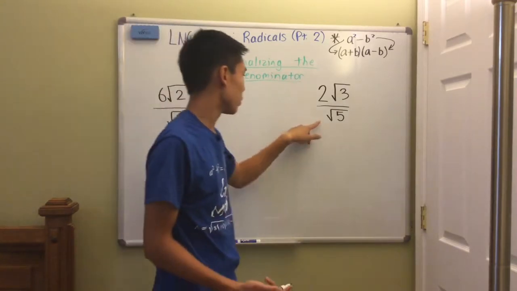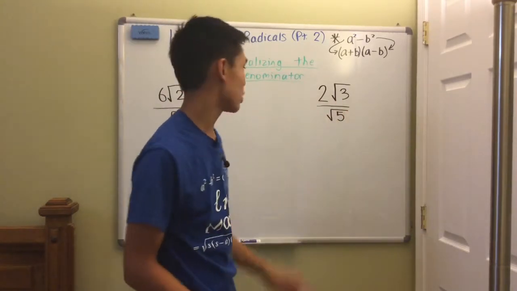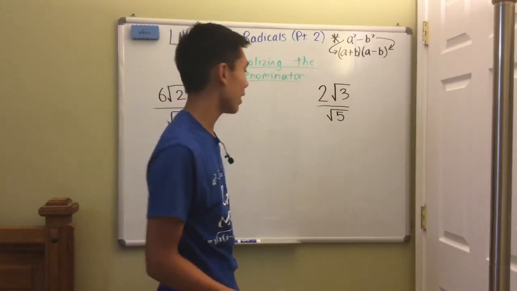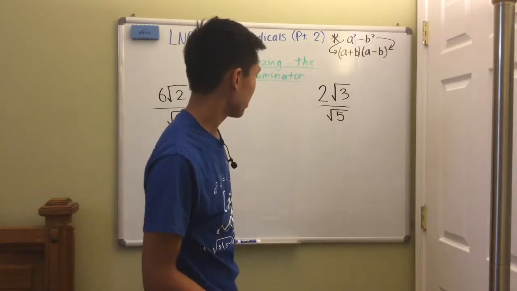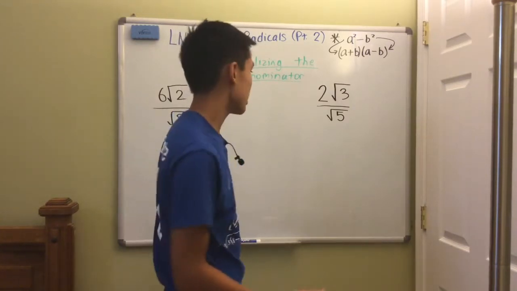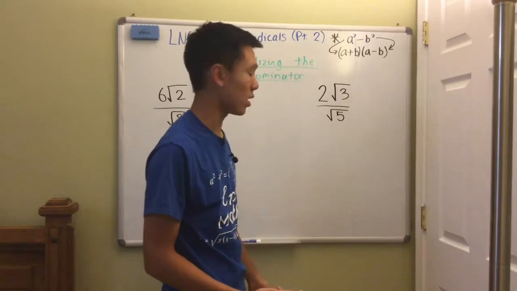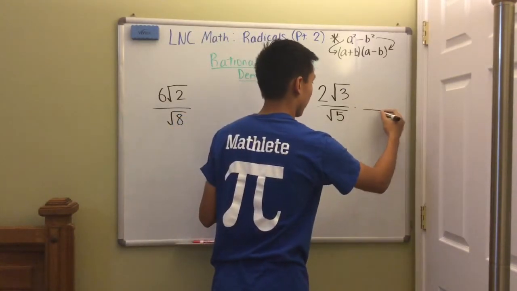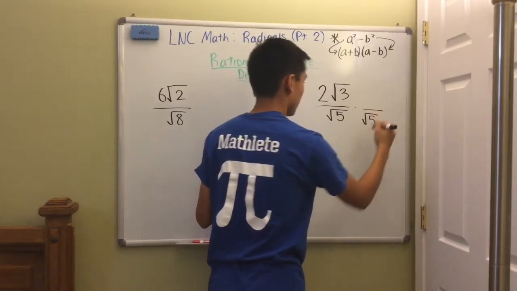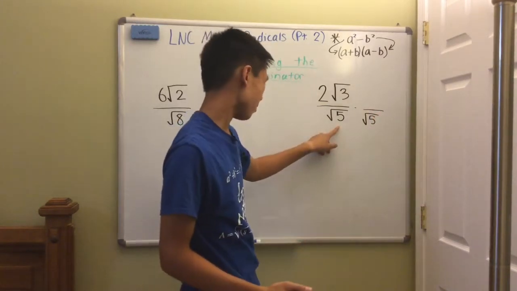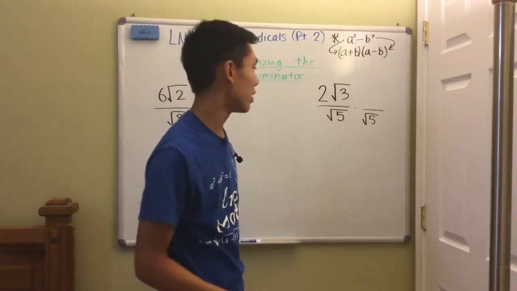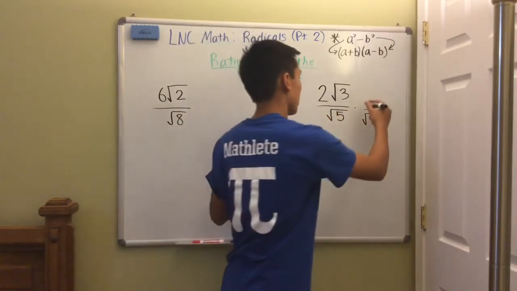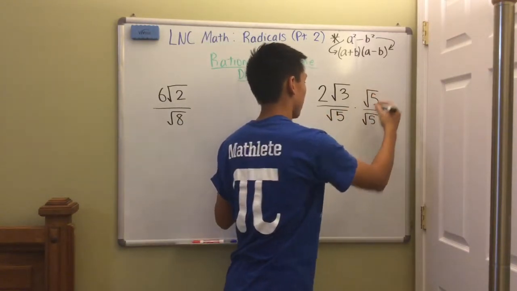If we look at this one, we see that we cannot simplify square root of 3 or square root of 5 because they're not perfect squares, or they don't have any factors that are perfect squares. So since we can't simplify, we just have to get rid of the square root in the denominator. To do that, we would multiply by square root of 5 to get rid of the square root in the denominator. What we do to the denominator, we have to do to the numerator. So square root of 5 on the top.